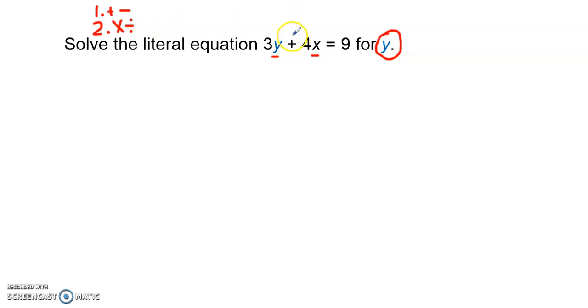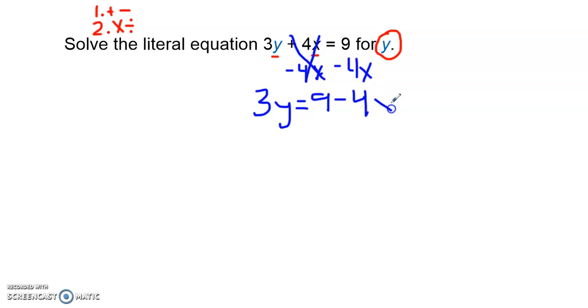So in this problem we've got some addition going on right here. So we're going to go ahead and just get rid of our 4x and take it to the other side. So 4x minus 4x is 0, so that cancels out and leaves us with 3y on this side, and 9 minus 4x on this side. And we can't combine these because we don't have like terms. This one has an x and this one does not.